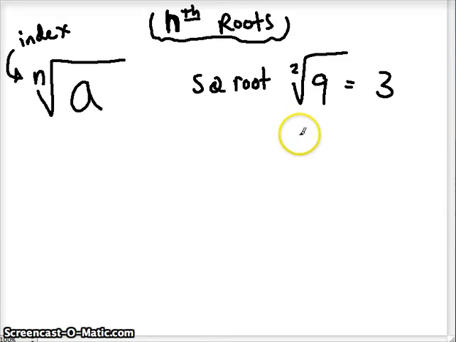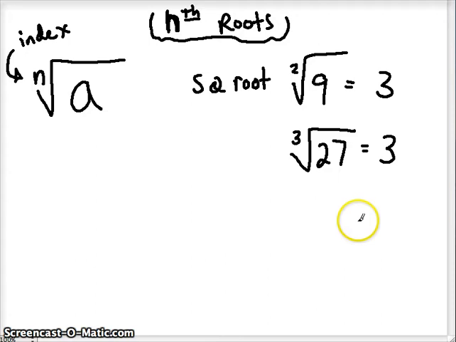If n was 3, so if our index was 3, then what's the cube root of something? The cube root of 27, for example, would be 3. 3 times 3 times 3 is 27. That would be the cube root.